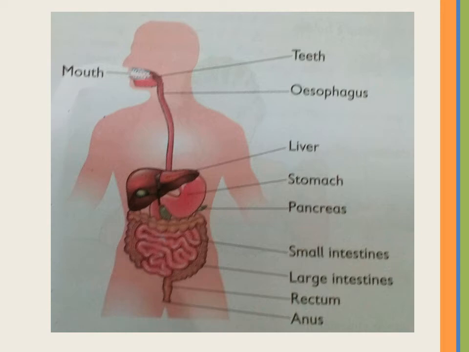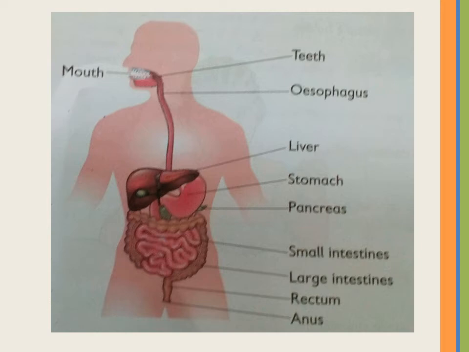There are three organs that help digestion in the mouth, namely teeth, tongue, and salivary glands. Let us see each one of the organs. Teeth. Food is chewed in the mouth using teeth. The teeth break down food and reduce it into small particles that can easily be swallowed.